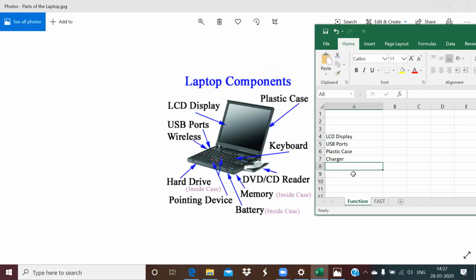Battery, and hard drive. Then we can have memory. Keyboard. Yeah, keyboard.